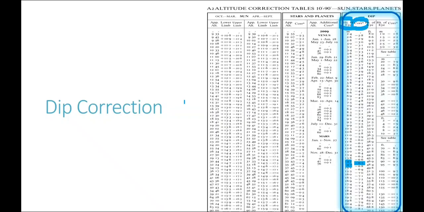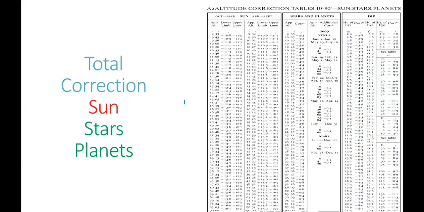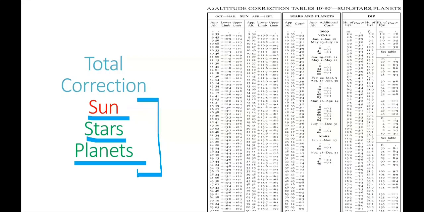Now, after the dip correction, you will obtain the apparent altitude. The next correction which we require is the total correction. So let's see the total correction now. Again, on the first page itself, you will find the total correction for the sun, stars, and planets. You will find the total correction of all three on the first page. The first table which you see is the total correction table for the sun. I highlighted it with a red band.